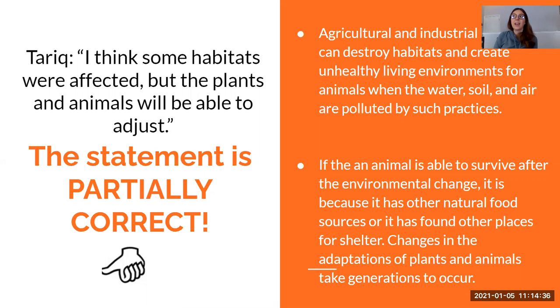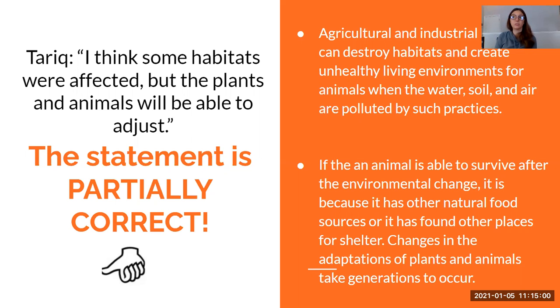Here's why. Agricultural and industrial practices can destroy habitats. So he said that he knows that some habitats could be affected. So we do know that part is true. They would be affected, right? They could create unhealthy living places for those plants and animals. However, his second part where he said, but the plants and animals will be able to adjust, that was wrong.